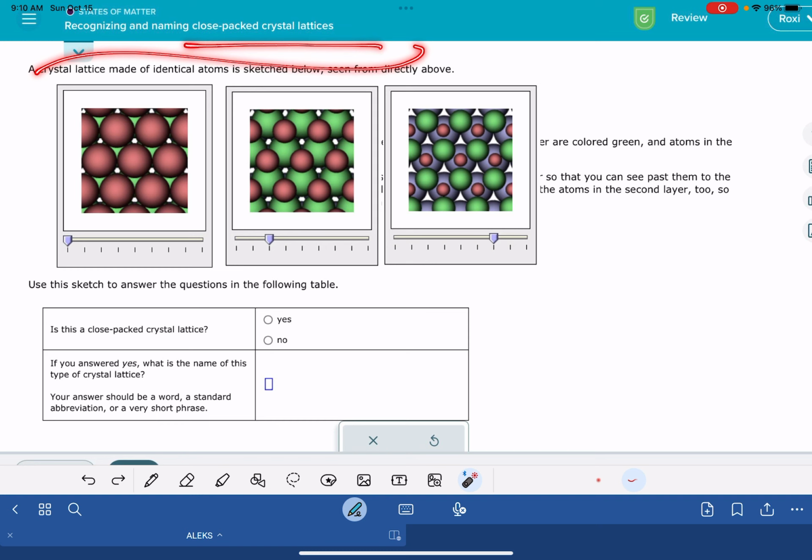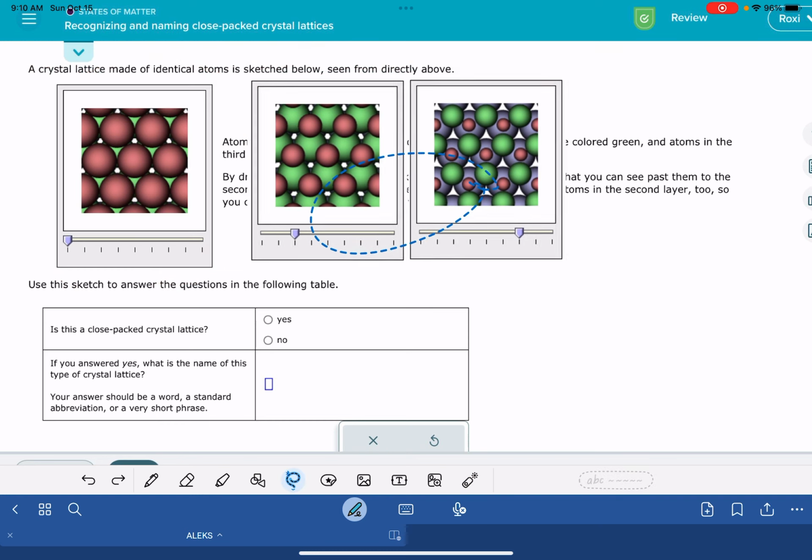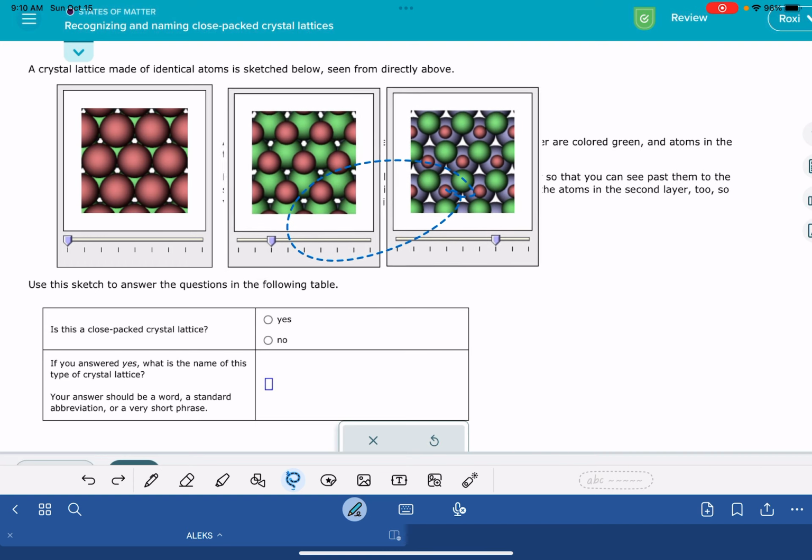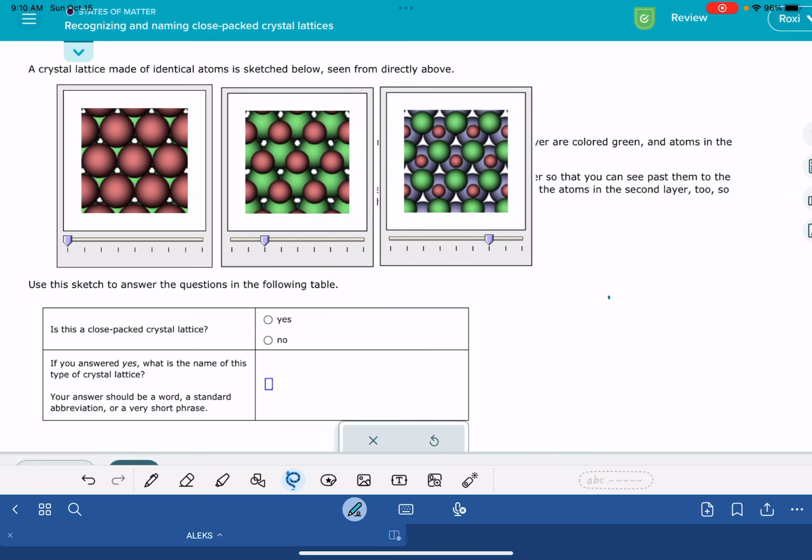In this video, I'll show you how to solve the ALEKS problem called recognizing and naming close-packed crystal lattices. This problem is going to start off actually looking just like this. It's going to have one little visual of a crystal lattice. I've got some additional screenshots on here to help you see what it's going to look like. I've got a slider bar that lets you zoom into this crystal lattice, and we've got two questions to answer.